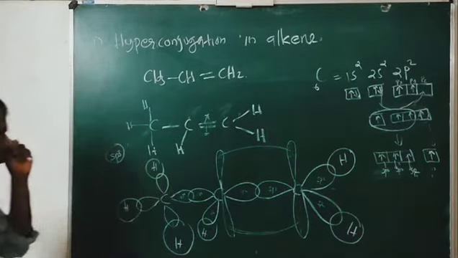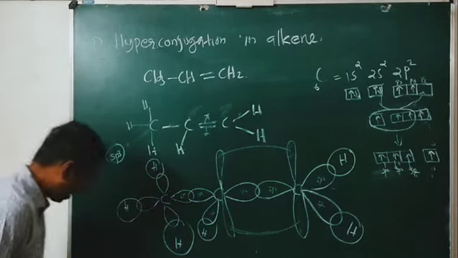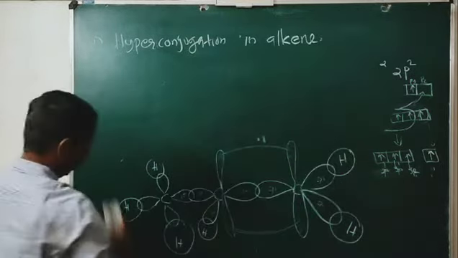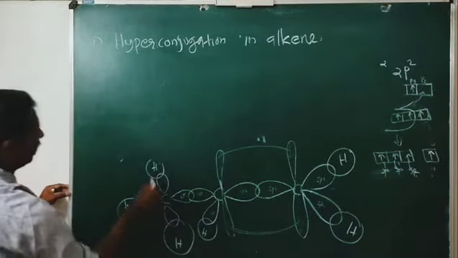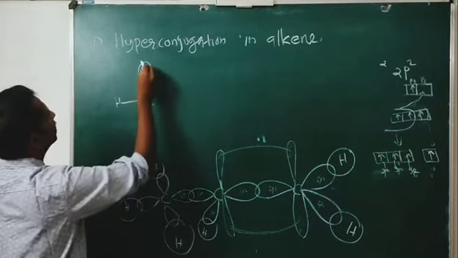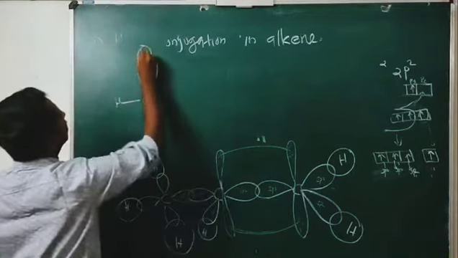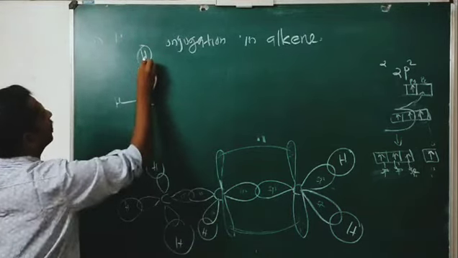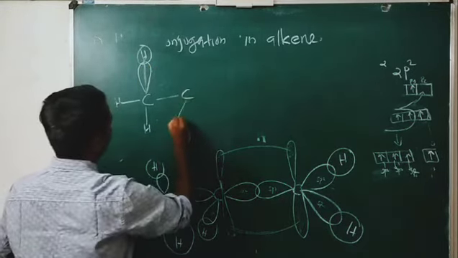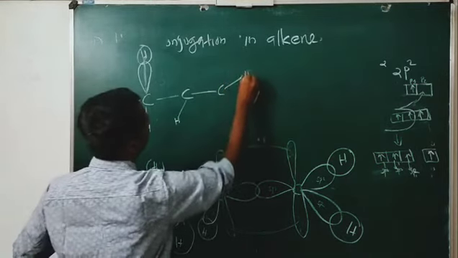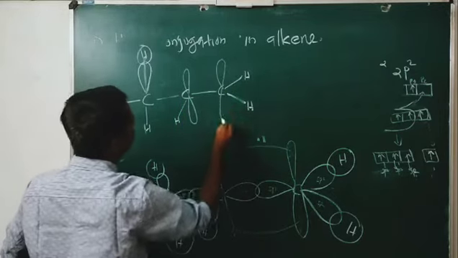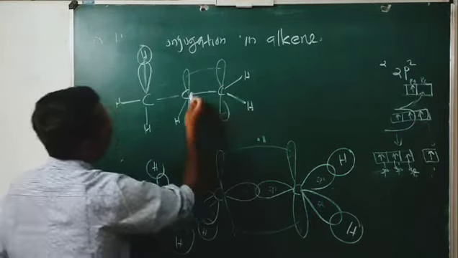Okay, now what do we mean by hyperconjugation? Look at it here. We can see this carbon with hydrogen. Here is hydrogen, and this will result in the formation of a sigma bond. And here you can see C, here it is hydrogen, and here you can see the unhybridized orbital. Here is the unhybridized orbital. Okay, this will result in the pi bond.